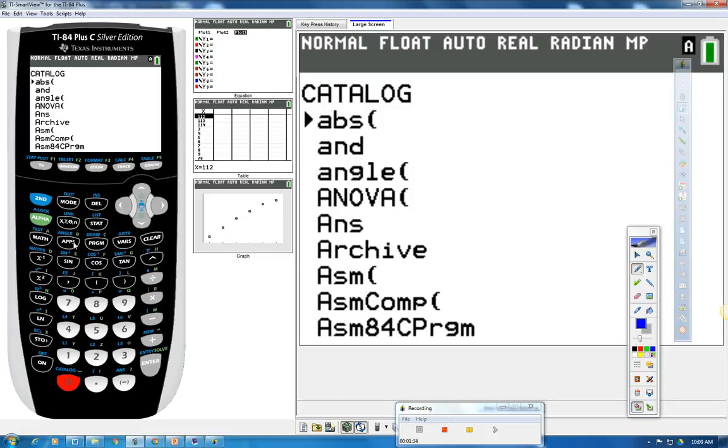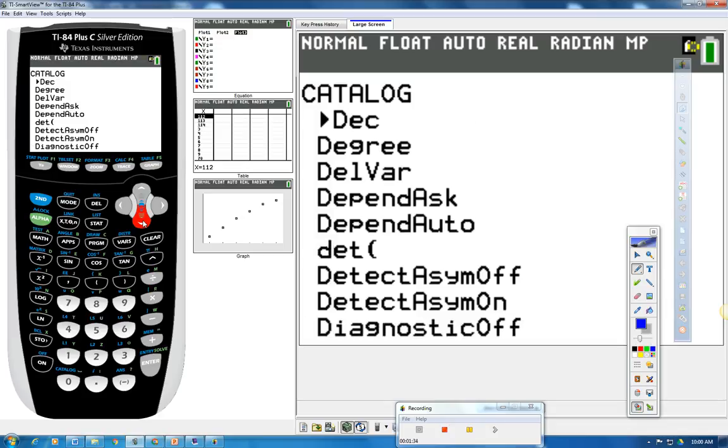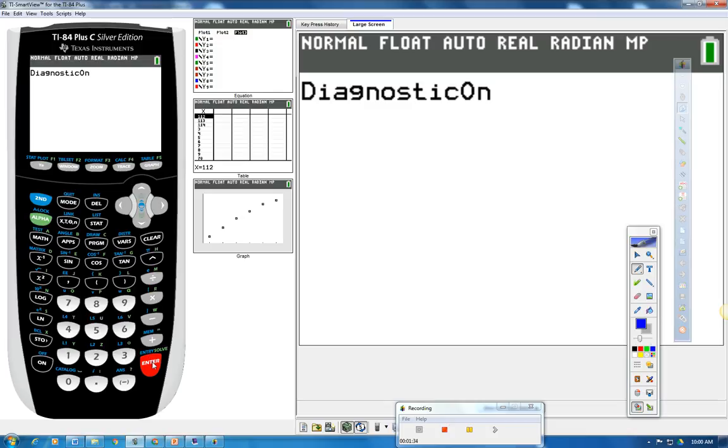Alpha is already selected, so all I need to do is hit the inverse button there, which is the D. And I'm going to scroll down to diagnostics on. I have to scroll slowly in order to keep my computer from crashing. Diagnostics on, and I need to hit enter again. After I know my diagnostic is on, I will see my correlation coefficient. So you could even do this without it, but you just wouldn't see your correlation coefficient.